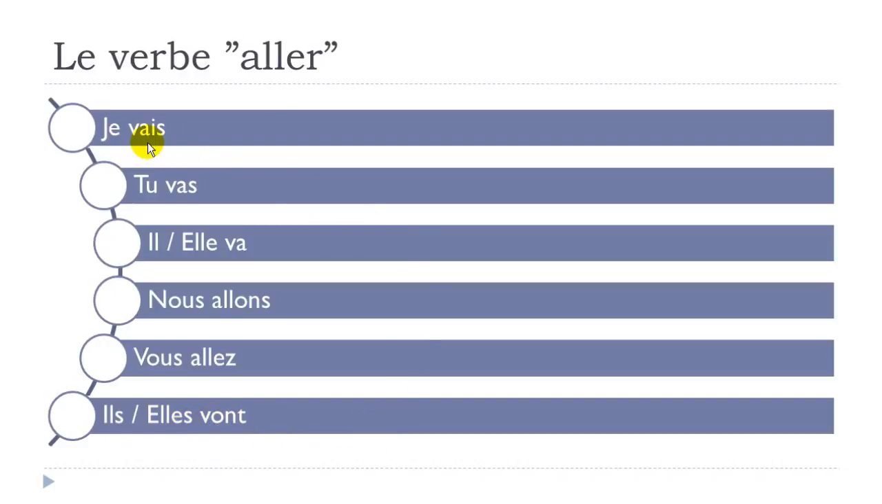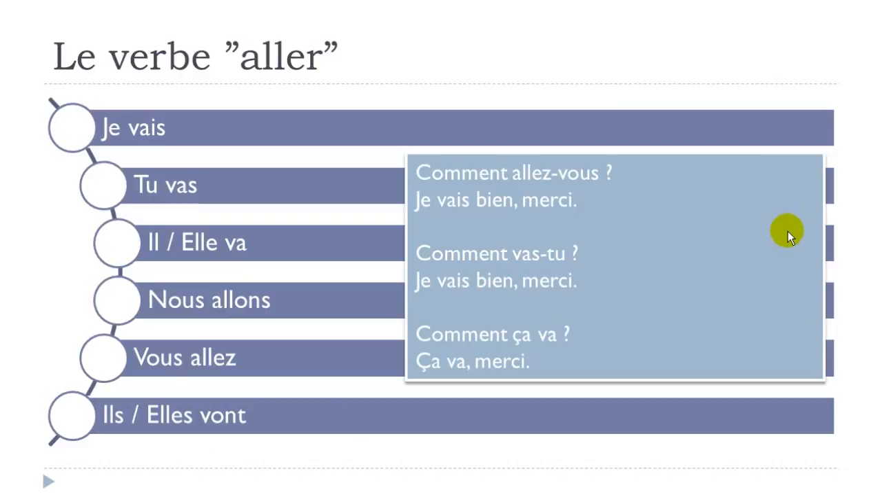Alright, let's see everything again. Je vais, tu vas, il va, elle va, nous allons, vous allez, ils vont, elles vont. Alright? And then just a few examples just to show you how useful this aller verb can be, because we tend to use this aller verb when you want to ask if someone is doing fine, okay?